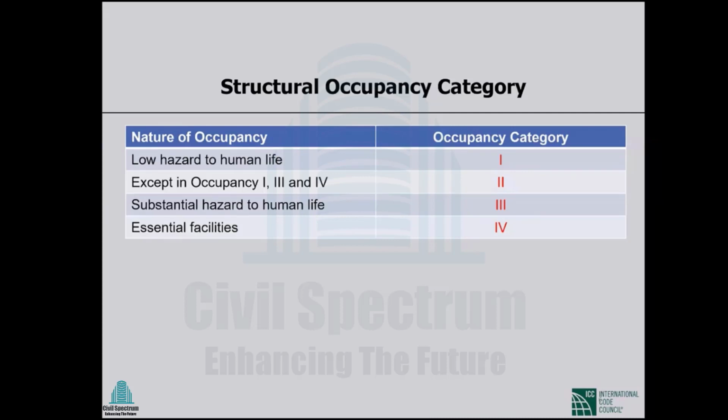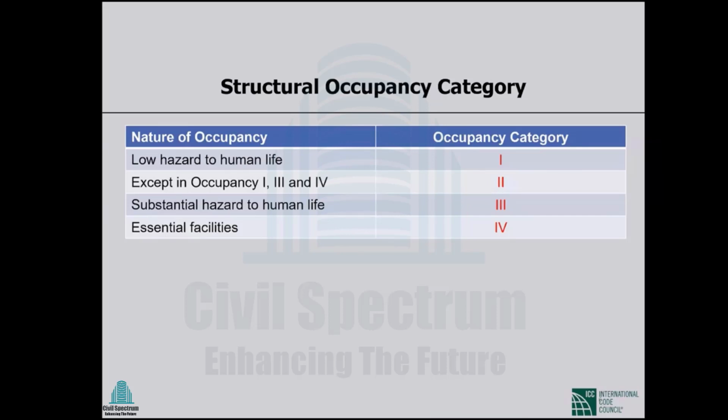There is substantial hazard to human life. These are buildings for which, if the building collapses, there is chance of casualty of human lives, like an assembly building, like a stadium, where many people gather. If the building collapses, then there is chance of many casualties. That kind of building will be in the third category, substantial hazard to human life.